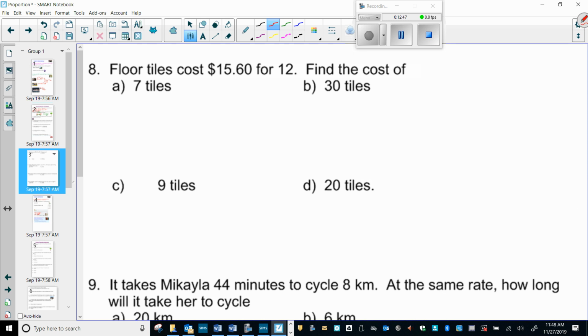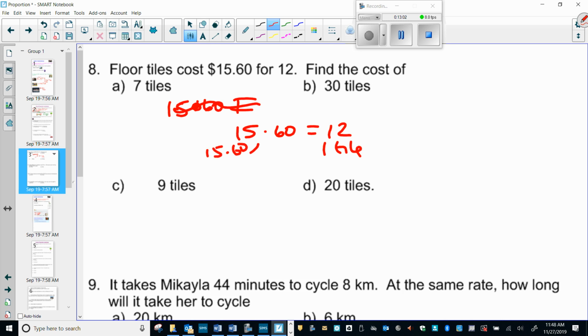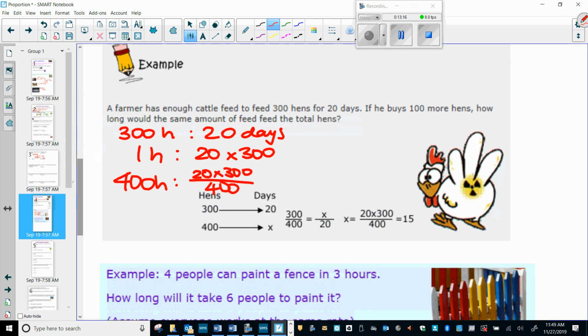So for example, here we said $15.60 was 12. If we want to know for one tile, we would do 1560 divided by 12, yes? And then for 7 tiles, we would have that answer multiplied by 7. So we divide first, and then we multiply. For inverse proportion, we multiply first, and then divide.